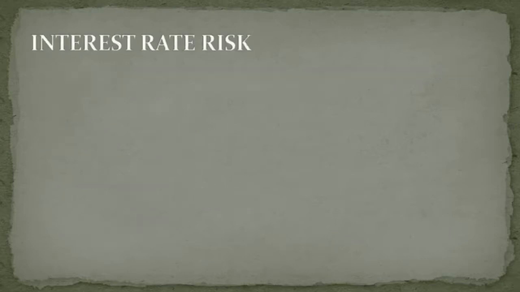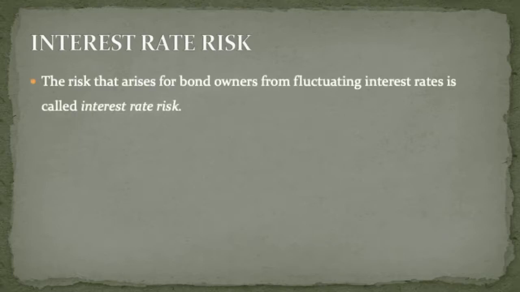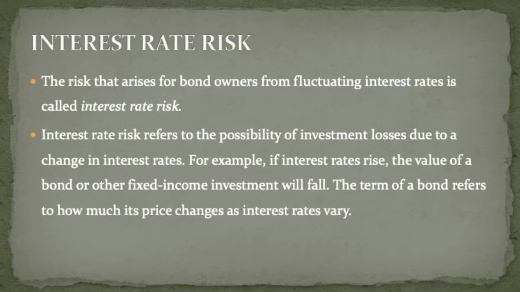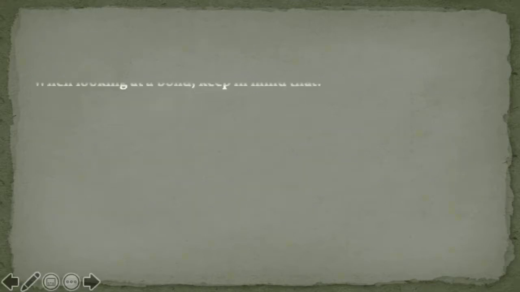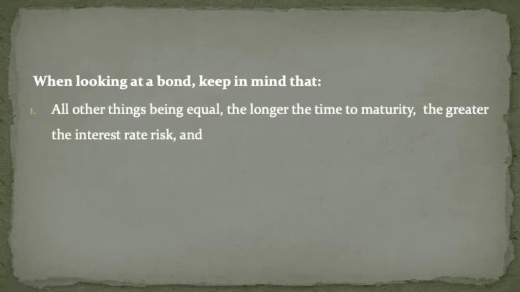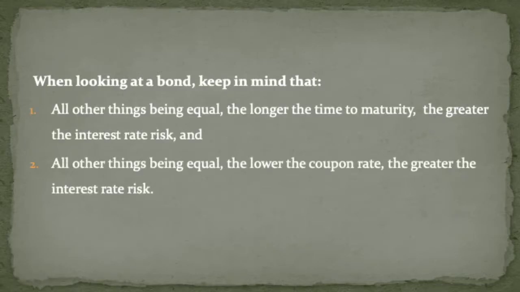The risk that arises for bond owners from fluctuating interest rates is called interest rate risk. Interest rate risk refers to the possibility of investment losses due to a change in interest rates. It can affect many investments, most especially the value of bonds and other fixed income securities. Therefore, bondholders carefully monitor interest rates and make decisions based on how interest rates are perceived to change over time. Keep in mind that the longer the time to maturity, the greater the interest rate risk, and the lower the coupon rate, the greater the interest rate risk.